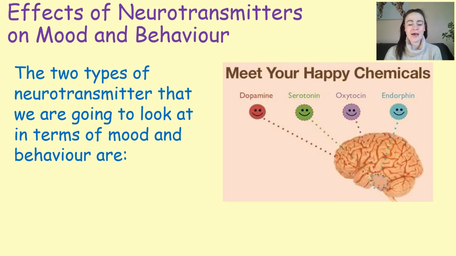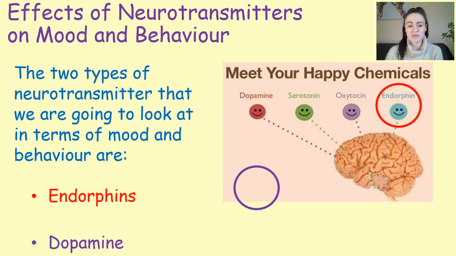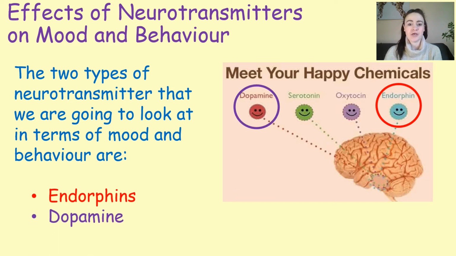We're first going to look at how neurotransmitters can affect mood and behaviour. Last video and last week we looked at the structure of neurons, also known as nerve cells, and how 2 neurons can communicate with each other over the synapse using small chemicals called neurotransmitters. So we're going to be looking at endorphins and dopamine, 2 types of neurotransmitters, often referred to as happy hormones or happy chemicals. In the diagram there'll also be other ones you might recognise, like serotonin and oxytocin, but we're going to be looking at dopamine and endorphins.